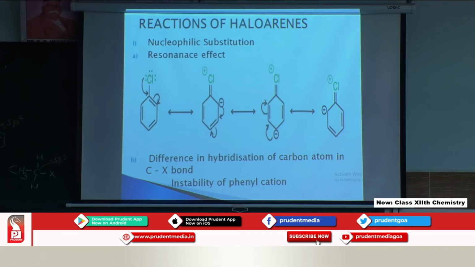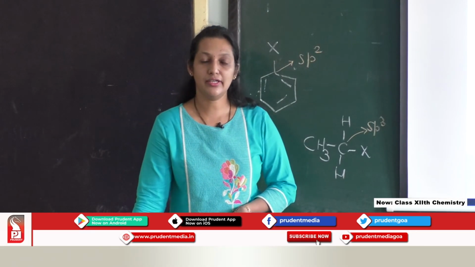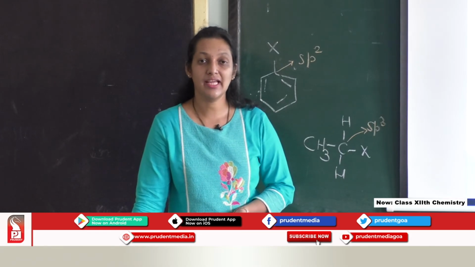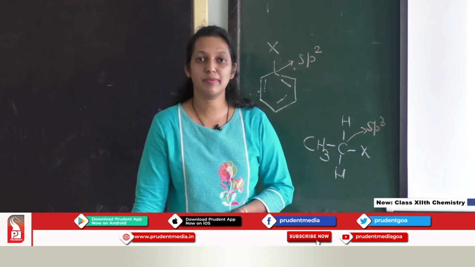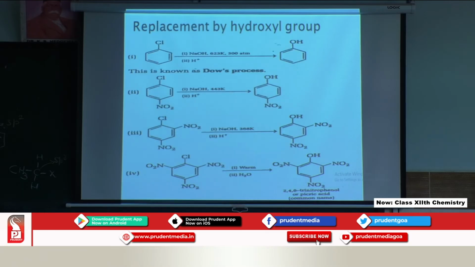And the third reason is the formation of the phenyl cation, that is, the instability of the phenyl cation. Phenyl cation undergoes self ionization and will not be stabilized by the resonance. So, these are the three reasons why the aryl halides or haloarenes are less reactive towards the nucleophilic substitution reaction. Now, some of the replacement by hydroxyl group reactions with the haloarenes.